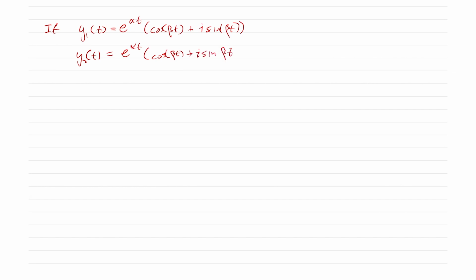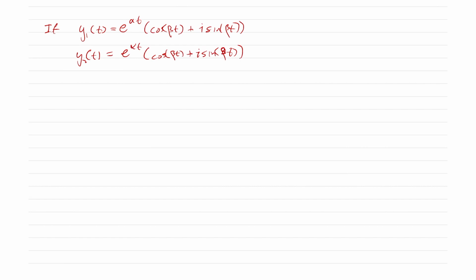Now if we say that y1 of t is equal to e to the alpha t times cosine of beta t plus i sine of beta t. And the other solution is y2 of t is equal to e to the alpha t times cosine of beta t minus i sine of beta t.